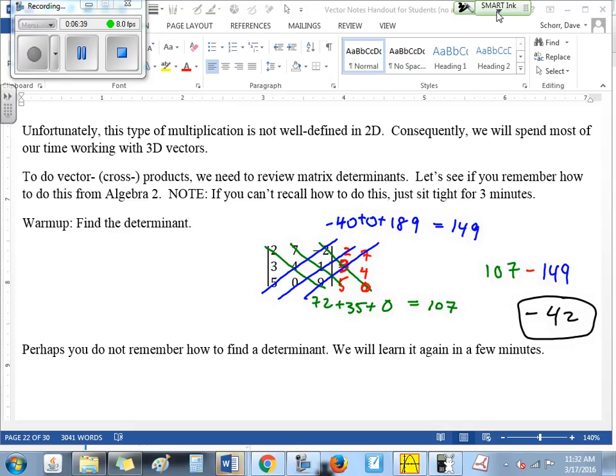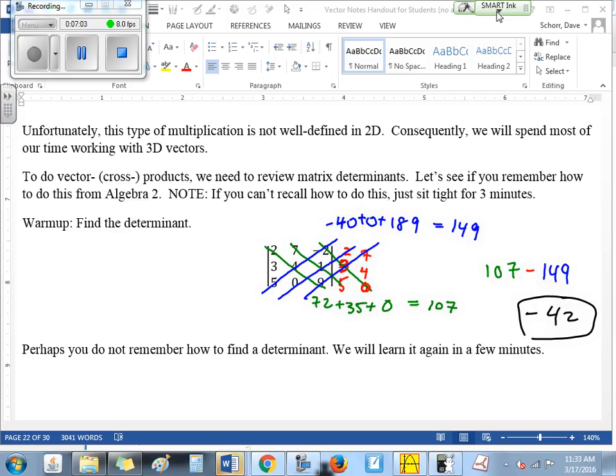This number has meaning, but we will not discuss the meaning of the number today. We'll discuss it in Chapter 10, when we properly study matrices and all their fullness. Okay. Now, maybe you didn't remember how to do that. That's okay. We just kind of retaught it. I don't know why it says we'll learn it in a few minutes. We kind of just saw it. Okay?